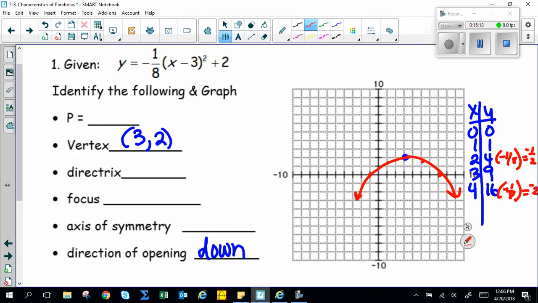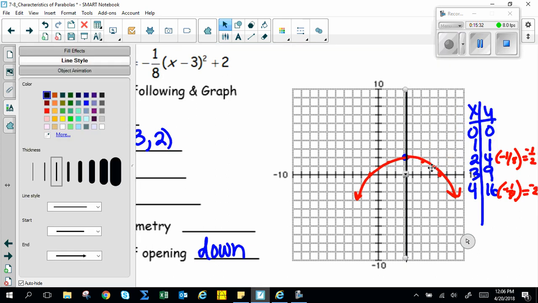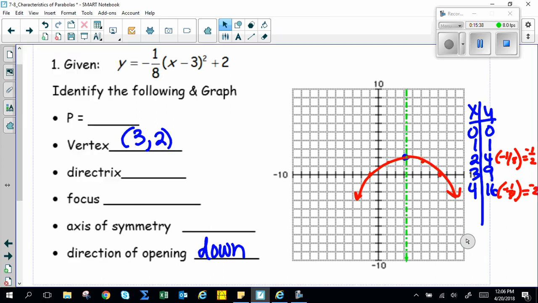So what's the axis of symmetry? Here we go through here. Oops, yeah, it's supposed to be dashed. I'll fix that in a minute. There we go. X equals 3. Good. There's my axis of symmetry. X equals 3.